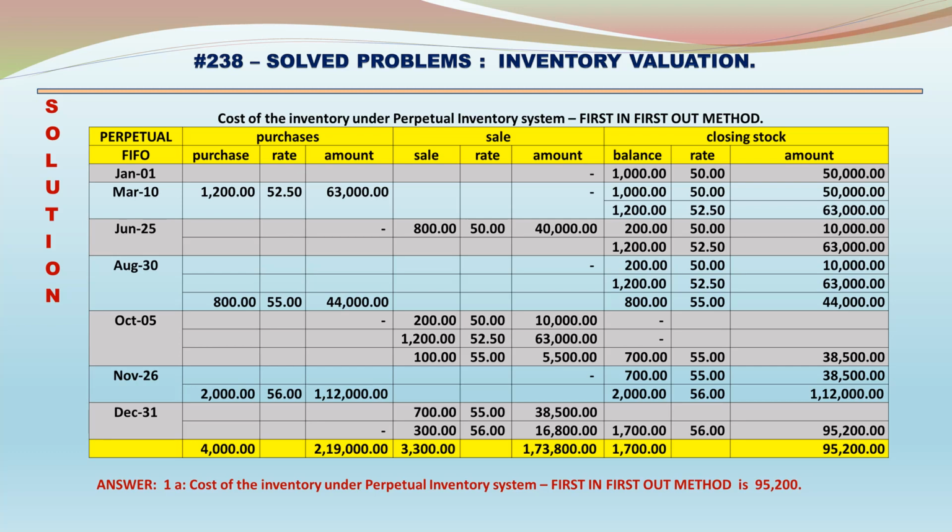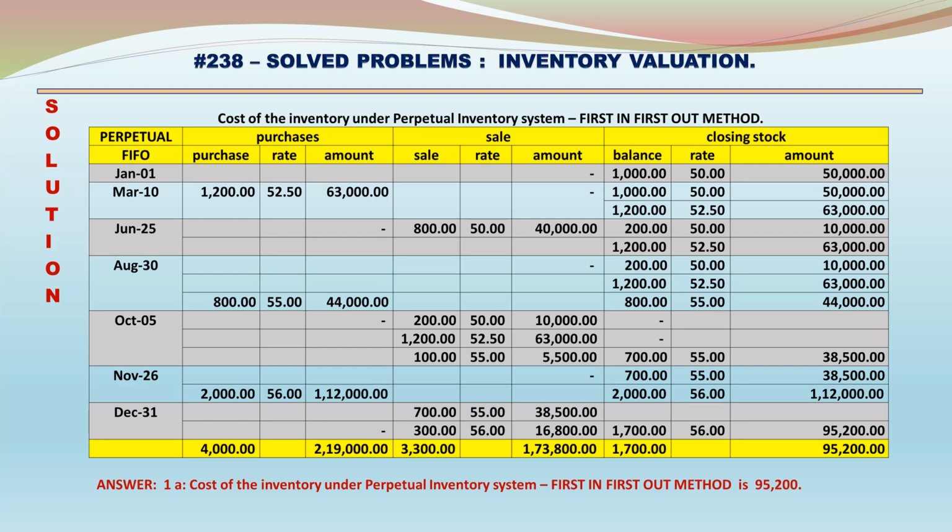November 26, there are again 2000 units purchased at the rate 56, amounting to 112,000. Now the closing balance is 700 units at 55, 38,500, and 2000 units at 56, 112,000. December 31, there is a sale of 1000 units from 700 units at the rate 55, 38,500, and 300 units at 56, 16,800. Now the closing stock is 1700 units at the rate 56, amounting to 95,200.